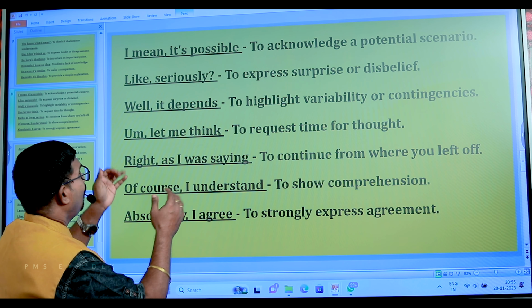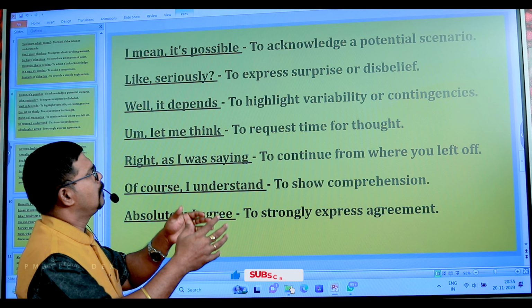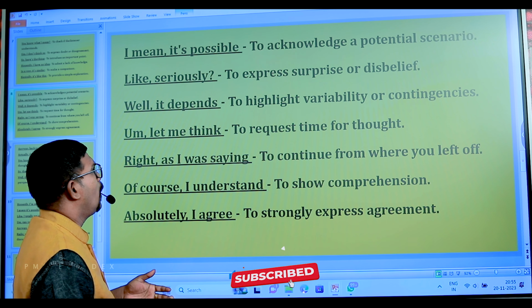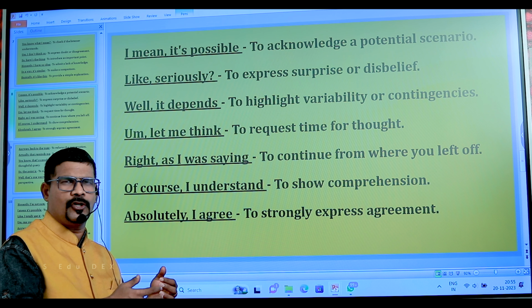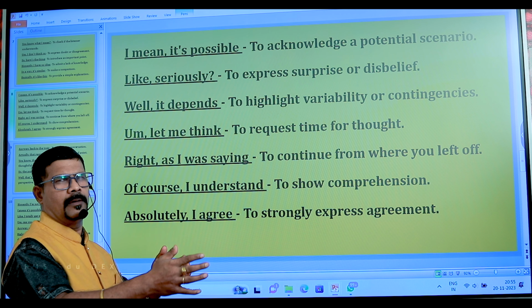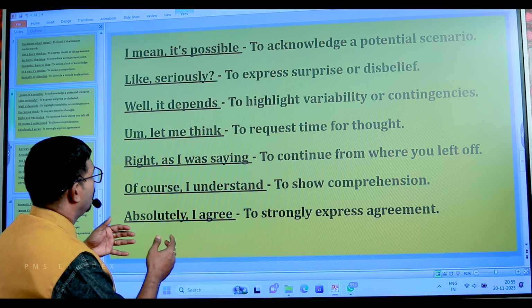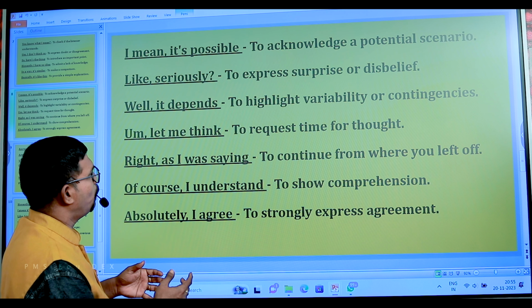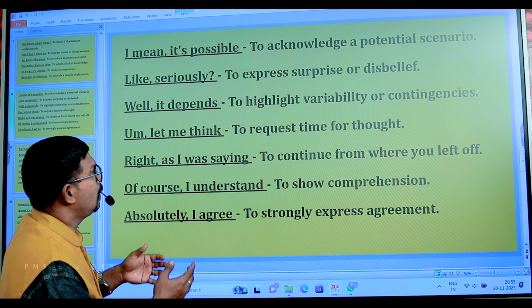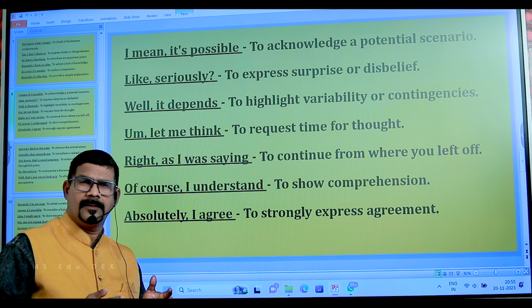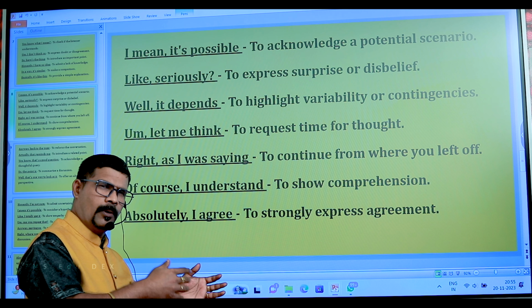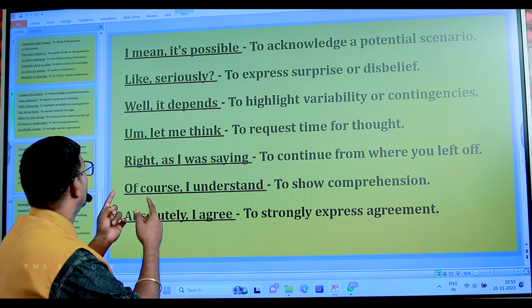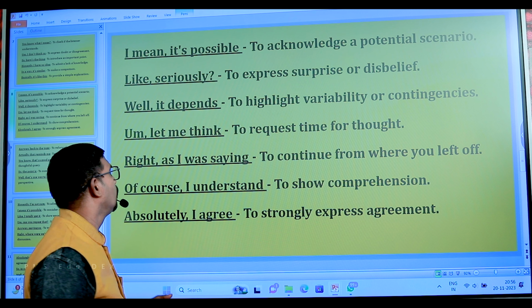I mean, it's possible, to acknowledge a potential scenario. So "I mean, it's possible" means you're showing that you have the ability, you have a potential, or the point gives more importance. Like seriously, to express surprise or disbelief. So with "like seriously", if you're not believing a particular topic or idea, you may say "like seriously".